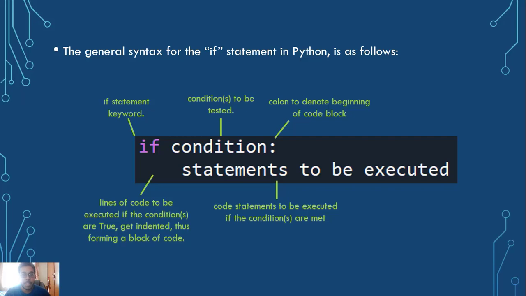If statement keyword condition, this refers to the condition or conditions that are to be tested. Colon to denote beginning of code block. Lines of code to be executed if the condition or conditions are true get indented, thus forming a block of code. Statements to be executed. This refers to the statements to be executed if the condition or conditions are met.